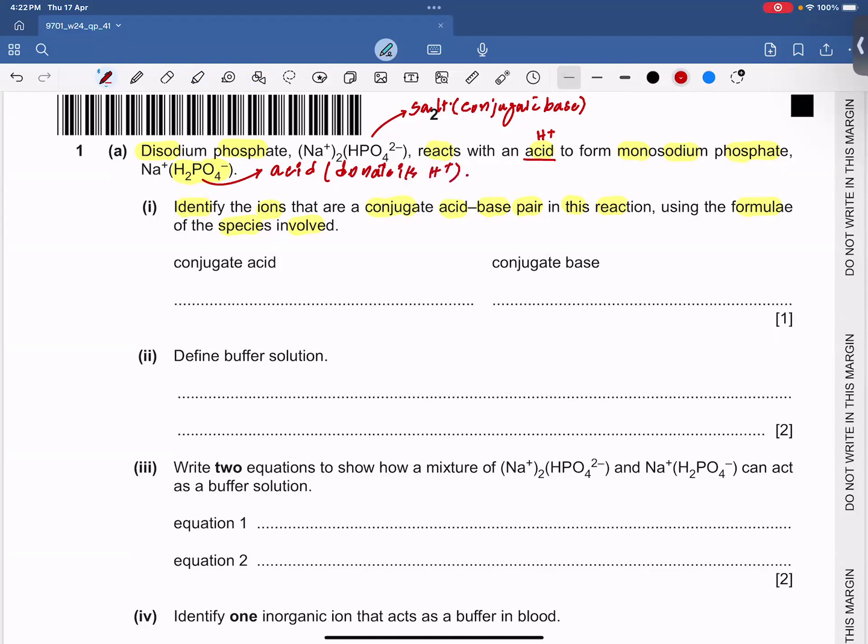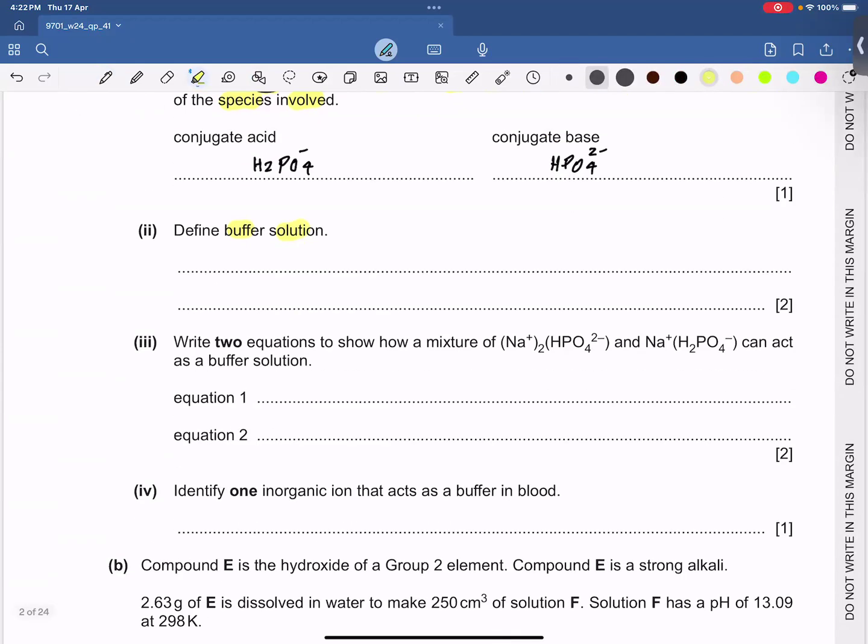So the conjugate acid is basically... an examiner is looking for the ions actually. So I'm going to write the conjugate acid is H2PO4 negative, and the conjugate base is basically your salt, which is going to be HPO4 2 negative. Now the next is define buffer solution.